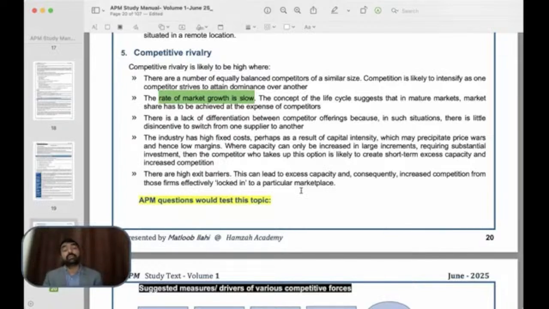Next, there's a lack of differentiation between competitors. It means they have almost similar products. Everyone has almost similar products. There's a lack of differentiation. This would also make the competition intense.